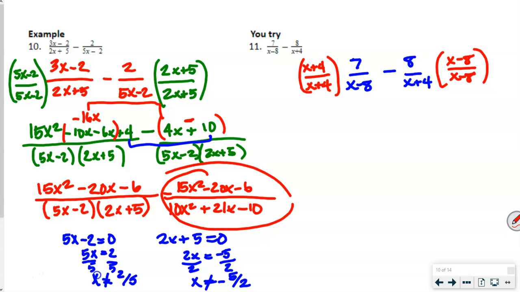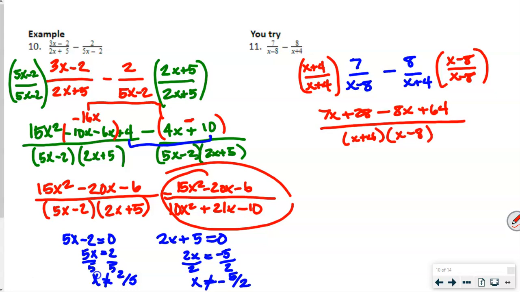So 7 times x is 7x. 4 times 7 is 28. Then we got minus 8 times x is negative 8x, and then we got a minus 8 times a negative 8. That's going to be a plus 64. All of that's going to be over our x plus 4 and our x minus 8. So now we got some like terms here we need to deal with. So we got the 7x and the minus 8x and the 28 and the 64. So that's going to give us minus x.